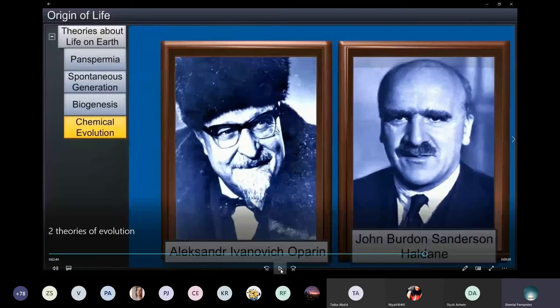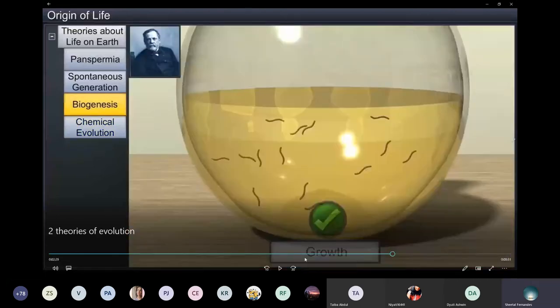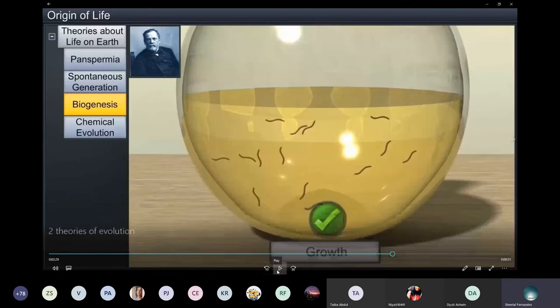Okay, all right, let's start. So, in our previous lecture, we have completed the biogenesis theory and the theory put forth by Louis Pasteur. In today's lecture, let us try to understand the idea of the people behind this chemical theory of evolution.